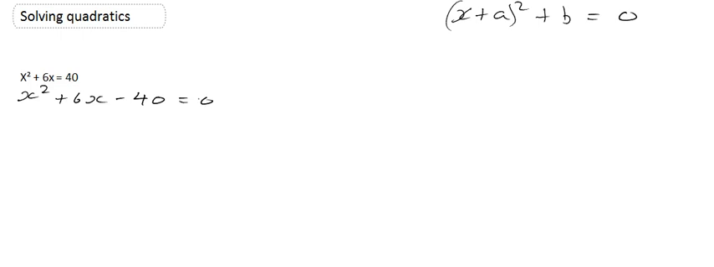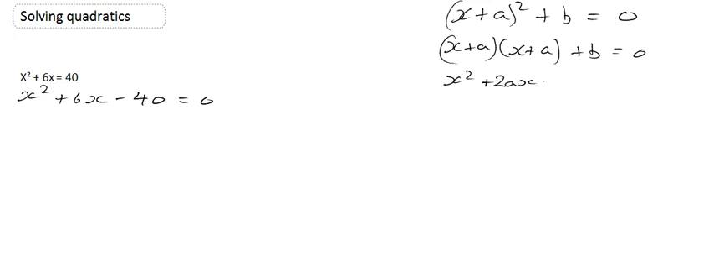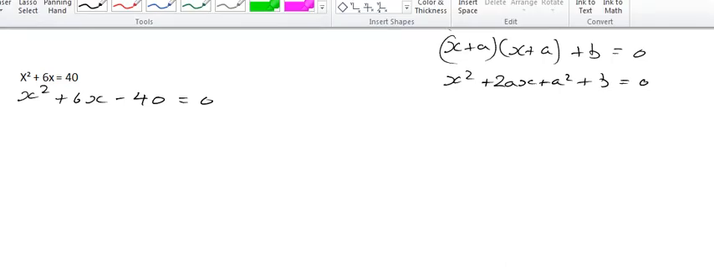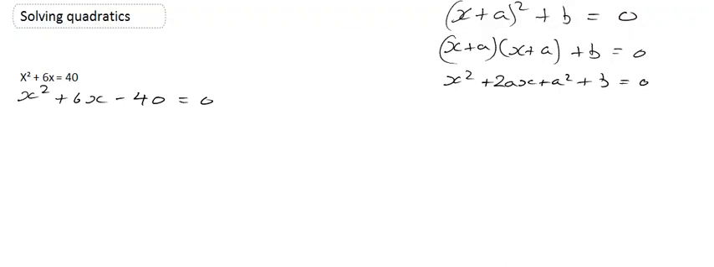because I know that that is the same as x plus a times x plus a plus b on the outside equals 0. So that's x squared plus 2ax plus a squared plus b if I use FOIL. And if you need to go back and look at how to do FOIL, you need to go back and look at my Year 11 page. So I've expanded the double bracket.